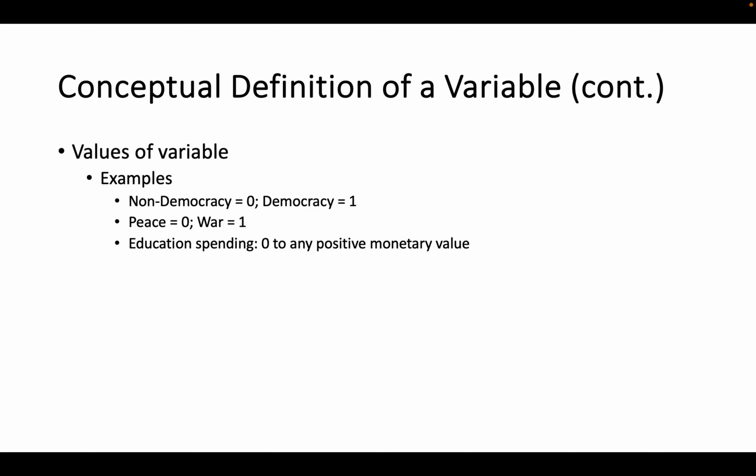We could also be interested in education spending, or the government's spending on education. And that would range from 0, or no money at all, to some positive monetary value somewhere. No real defined edge to that particular value. So those are values, possible values of variables in our conceptual definition.